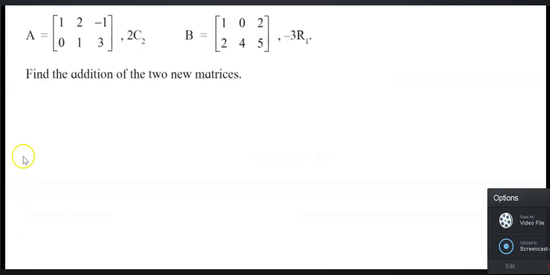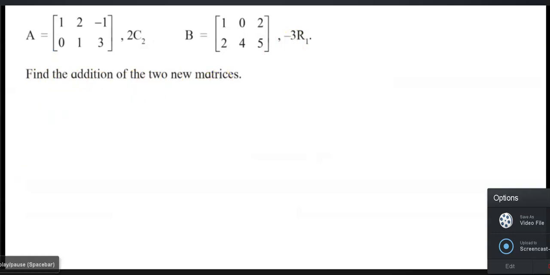Now the next: matrix A is given, 1 2 minus 1 0 1 3. The operation is 2 times C2, that is, multiply the second column by 2. And B is 1 0 2 with second row 2 4 5. It says multiply the first row by minus 3 and find the addition of the two new matrices.